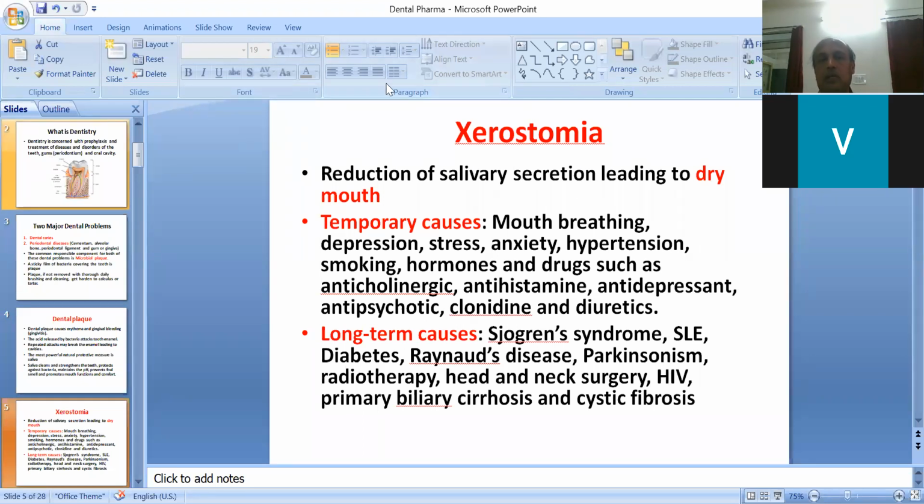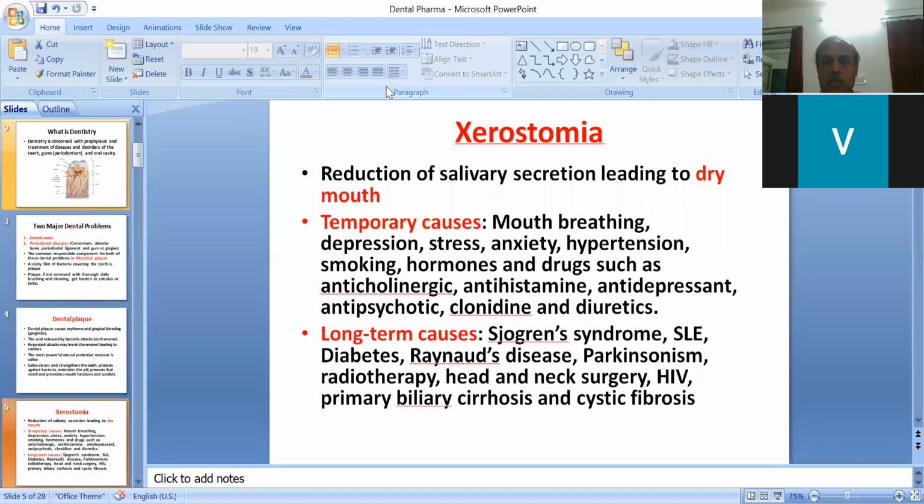Many drugs, for example the anticholinergic drugs and all other drugs which have an anticholinergic component, like antihistaminics, antidepressants, antipsychotics, clonidine, and diuretics. Diuretics produce dryness. These are the temporary causes.